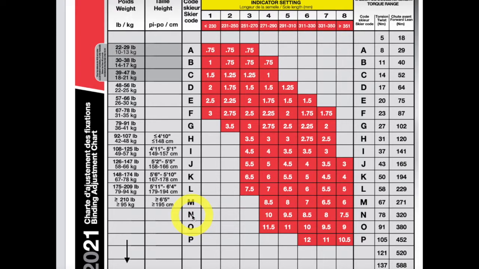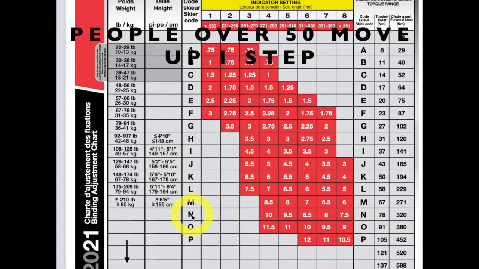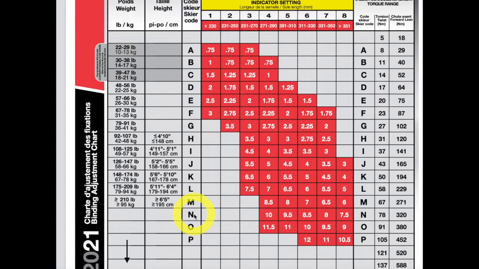So the next factor you need to consider is the age. If the person is over 50, which sadly I am, then you have to move them back one setting. So then I'll go from an N for Nancy back to an M for Mary. So I'm sitting right on this M category at the moment.